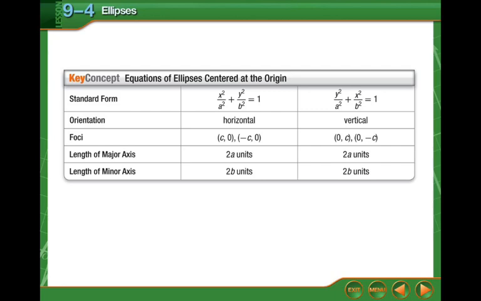So I'm just given the equation, and I know that the y comes first, and it's over the larger number. That means that, yeah, it's a vertical situation. If the x is first and it's over the larger one, like it's supposed to be, then it's a horizontal orientation.